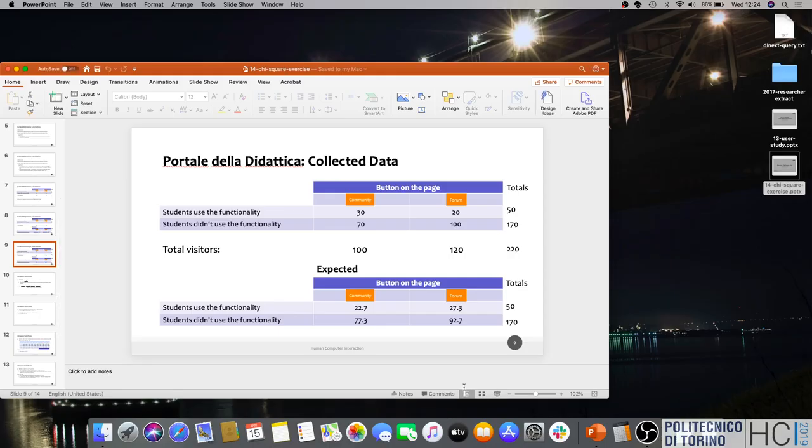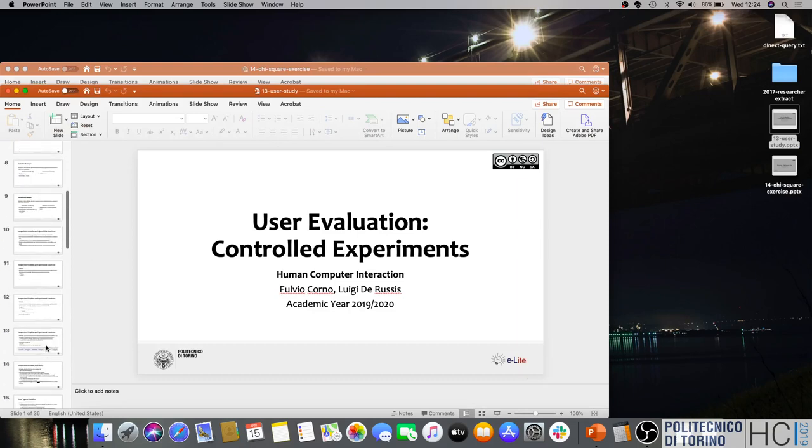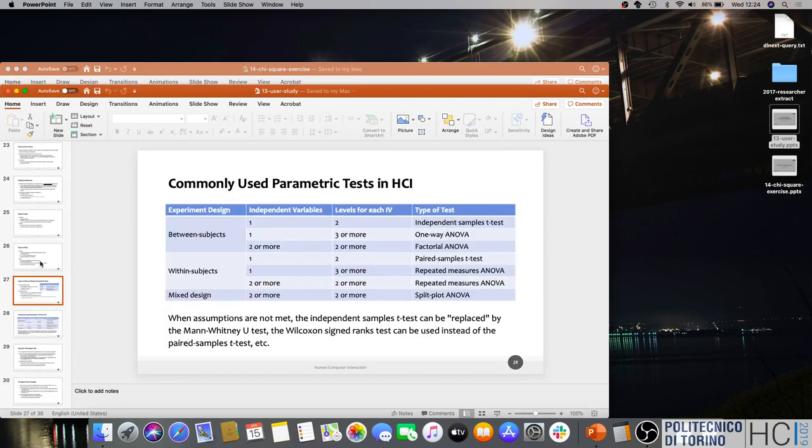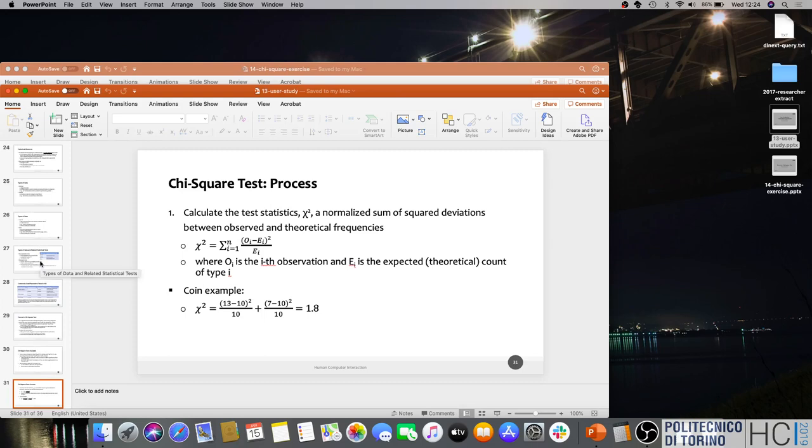So if you need the formula, it is still this one.